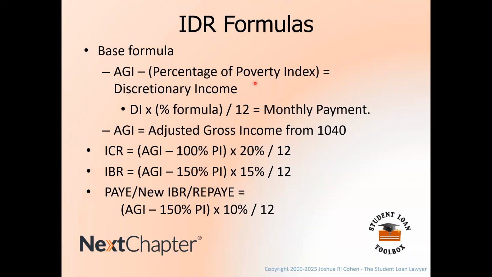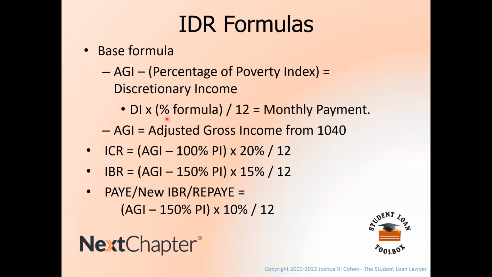For ICR, they look at 100% of the poverty index. For all of the others, IDR through Repay, they take 150% of the poverty index. So poverty index is always better with everything but ICR. All the other plans are better than ICR because it's 150. Awesome. That equals discretionary income. We then take discretionary income and multiply it by the percent formula.